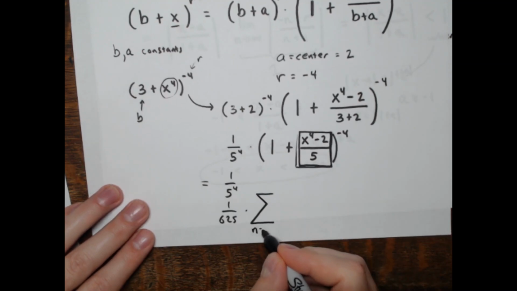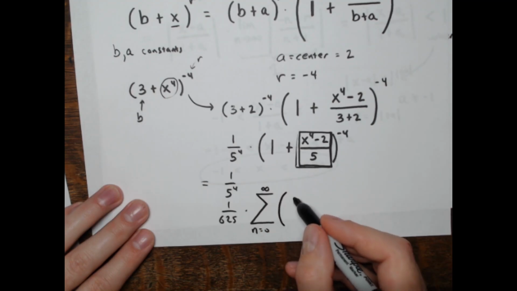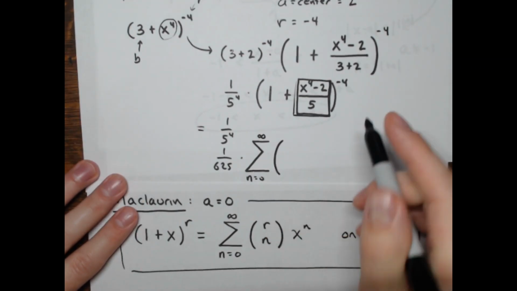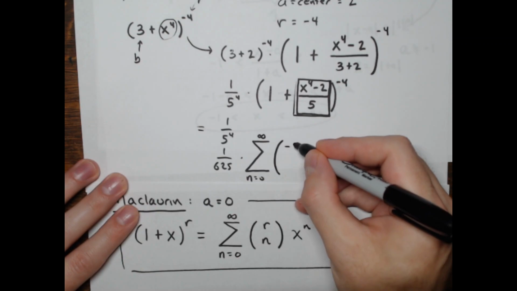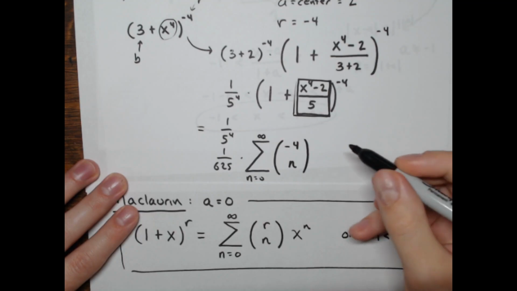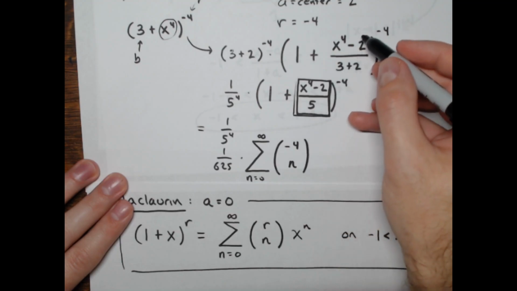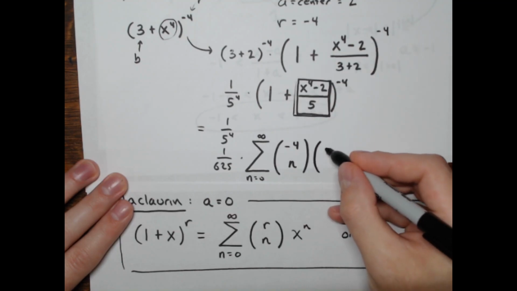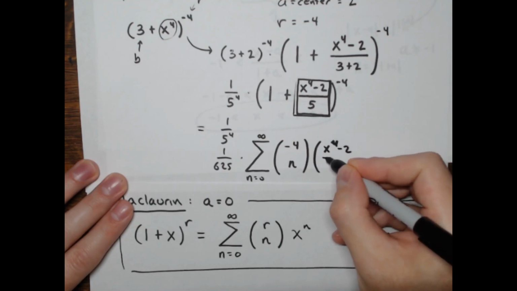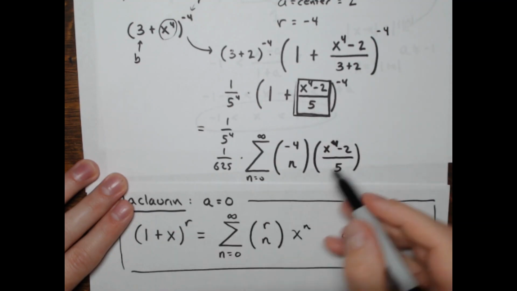the sum from n equals 0 to infinity of r choose n, on the series here. Now r is negative 4. So every single coefficient is going to have this negative 4 choose n part, times whatever's in the x space to the nth. Whatever's in this space, that's this x to the fourth minus 2 over 5, in the space of x here to the nth.